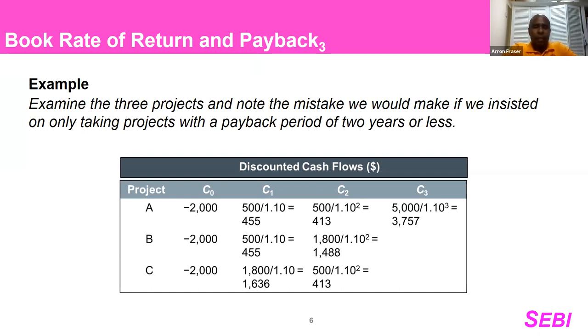Then B, you would see that you would not have recovered the capital outlay of 2,000, right? And then C, you would have. A question to you is, why the difference between B and C when the nominal cash flows were the same? In B, you have 500 in the first year, 1,800 in the second year, that's 2,300. And in C, you have 1,800 in the first year and 500 in the second year, same 2,300 in nominal cash flows. But why would C have a greater present value than B?